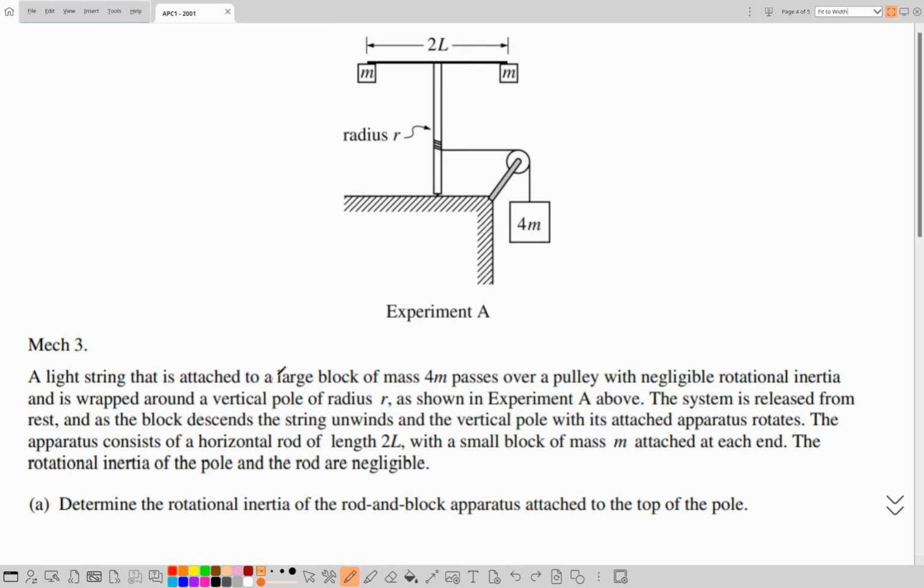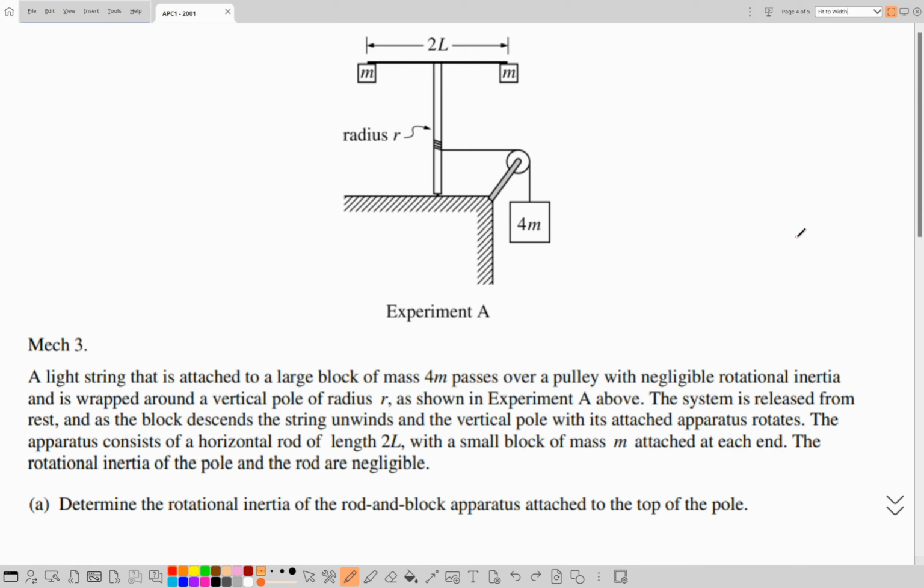A light string that is attached to a large block of mass 4m passes over a pulley with negligible rotation inertia and is wrapped around a vertical pole of radius r as shown in experiment A above. The pulley here is of negligible rotation inertia, which means the tension here is transmitted to the tension here, and basically negligible rotation inertia means negligible mass.